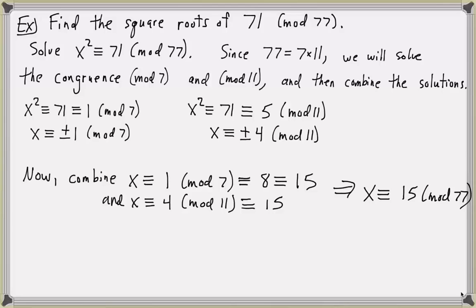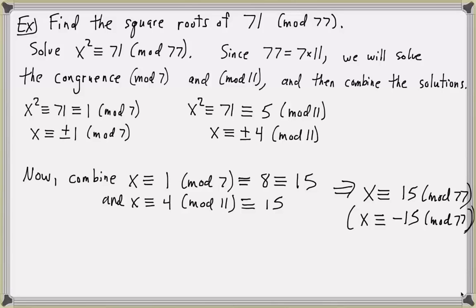So 15 is a square root of 71 mod 77. And if I know that 15 is a square root of 71, then negative 15 must also be a square root of 71 mod 77. So if I produce one solution, then I can automatically just take the negative and get another solution.